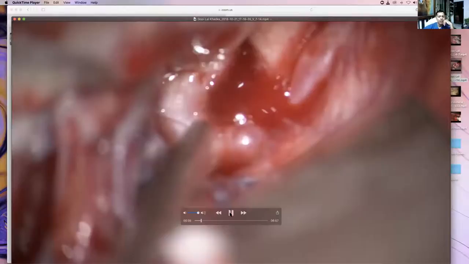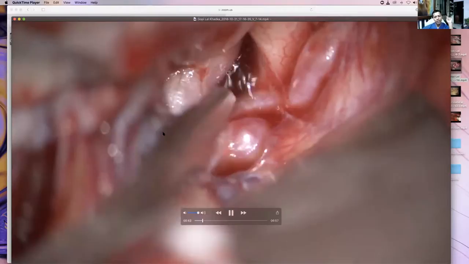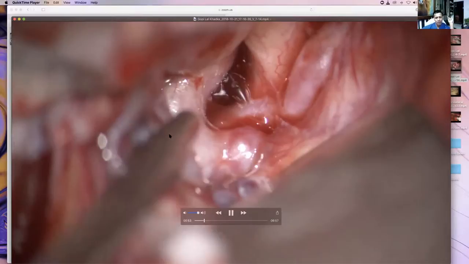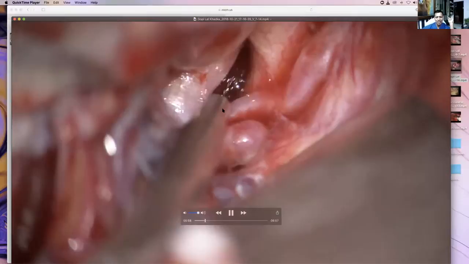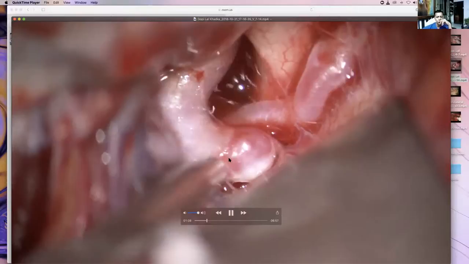Okay, so that was the PCOM being clipped now. And this is the IC bifurcation aneurysm. And you see, this is a very, very strange aneurysm. This is the one which had bled. So the PCOM was not the one which had bled, but this was the one which had bled. So you can see the IC, you can see the MCA coming up here, and you can see the ACA there. The ACA is from the posterior side of the IC, okay? And this is the bifurcation aneurysm.